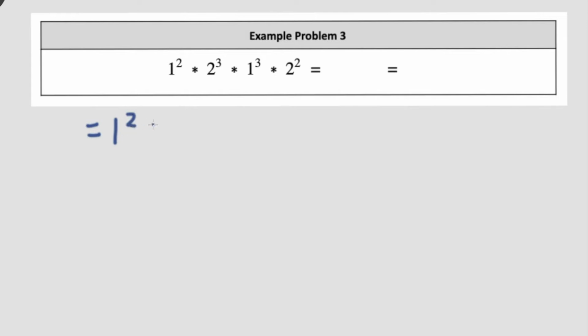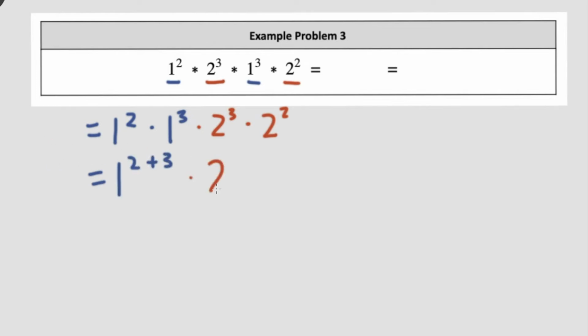This is equal to 1 to the power 2 times 1 to the power 3 times 2 to the power 3 times 2 to the power 2. Notice how I'm just rearranging all the numbers here because it's multiplication. When you're only doing multiplication, you can rearrange it however you want. And after we put it in blue and in orange, it's pretty easy to see where we can combine things.